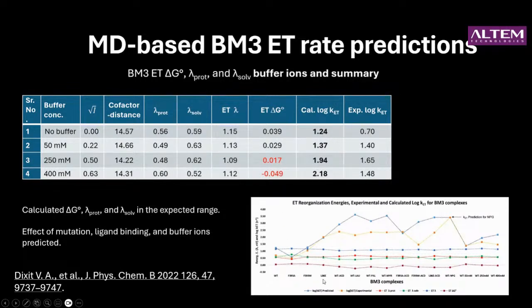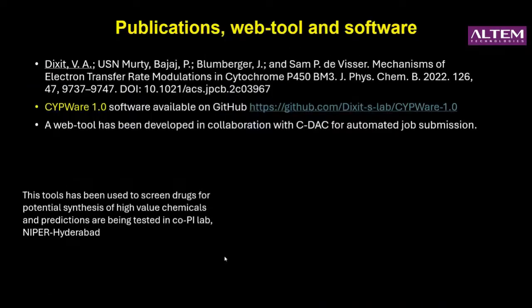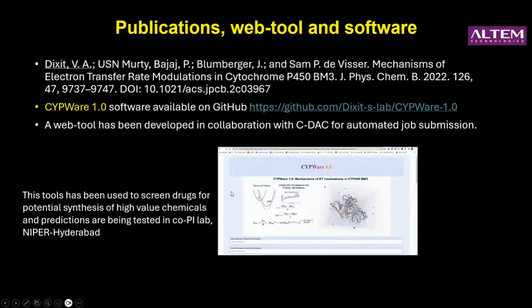And we are able to explain the effect of mutation, and also the effect of ligands on these electron transfer rates. And this work was also published a couple of years ago. There is also a web tool and GitHub code available if you are interested in predicting these electron transport rates for cytochrome P450 enzymes.